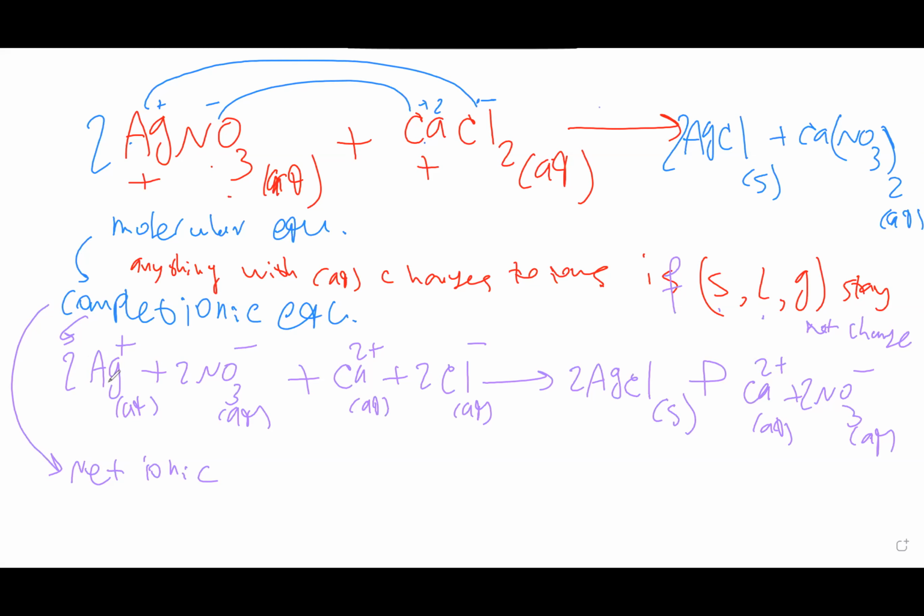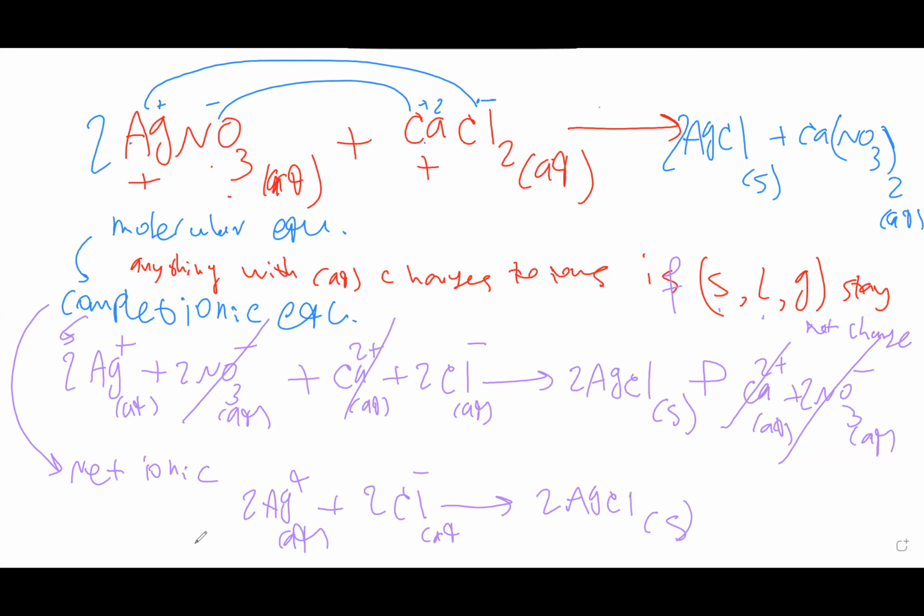Is Ag plus staying the same on the product side? No. So it's not a spectator. We have NO3- that is the same, yes, canceled, right? And then calcium, cancel. And can I cancel chlorine? No. So after I cancel the spectator ions, whatever is left is called the net ionic equation. So I have 2Ag plus 2Cl minus, and that gives 2AgCl. This is called the net ionic equation.